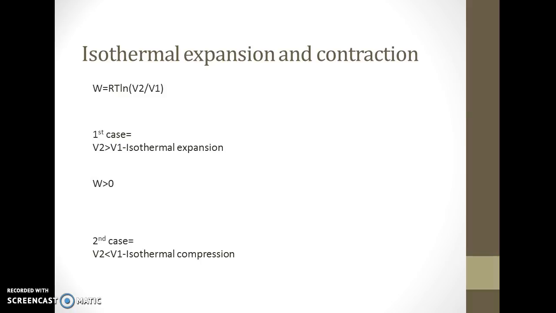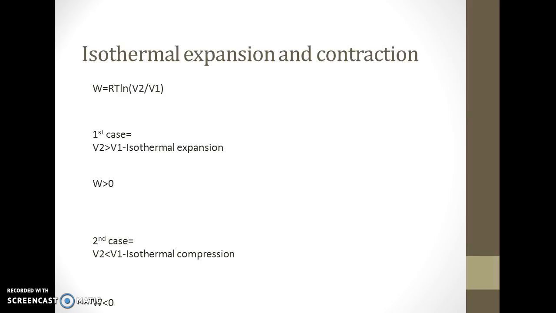Now in the second case, what will happen? V2 will be less than V1, that is for isothermal compression. See, if we put the changed values of V2 and V1, wherein V2 has a lesser value than V1, then the overall value of W will become less than 0. So in this case, what will happen? The work is done on the gas and heat is released.